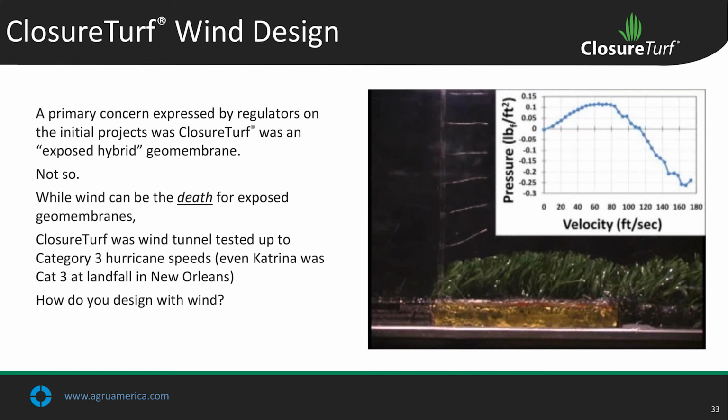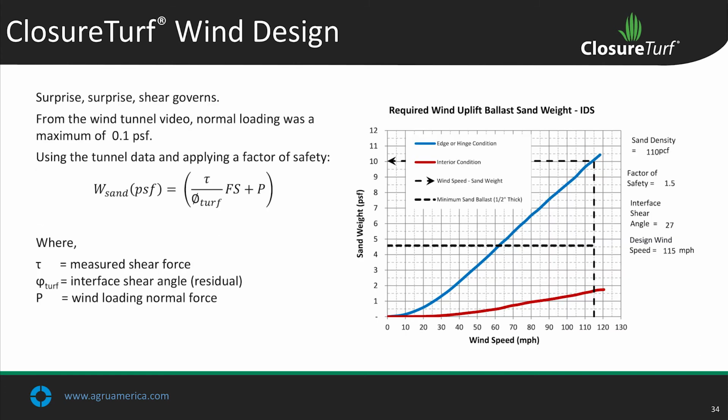That's a Category 3 hurricane wind speed. Even Katrina, when it hit New Orleans, was Category 3. So this is a very stout system when it comes to hurricane wind speeds. So how do you design with it? Well, surprise, surprise, shear governs like almost everything else versus wind uplift. As you saw in the wind tunnel video, normal loading was a maximum of 0.1 PSF at 70 feet per second. So not a lot of uplift.